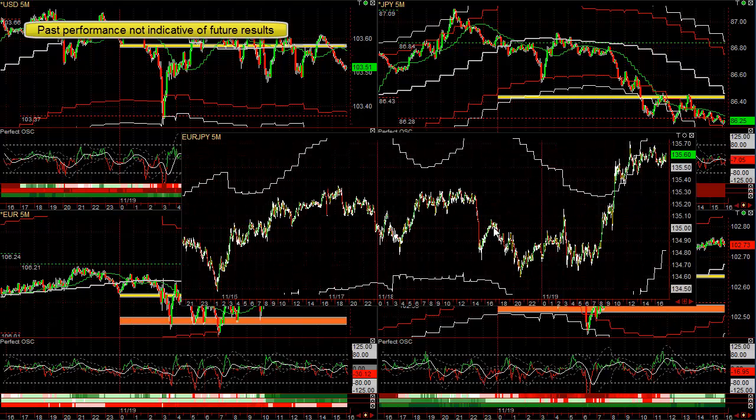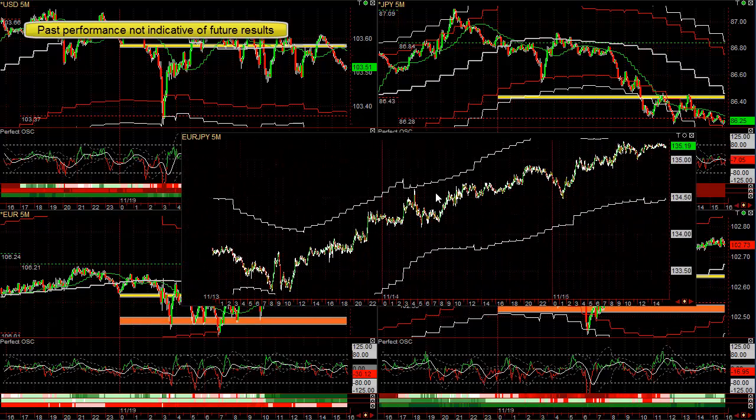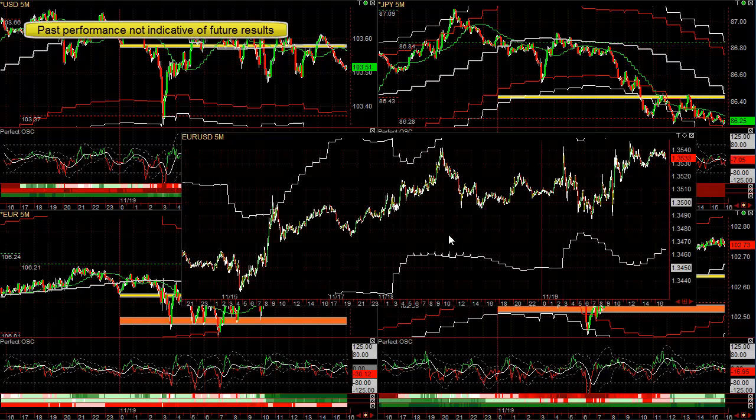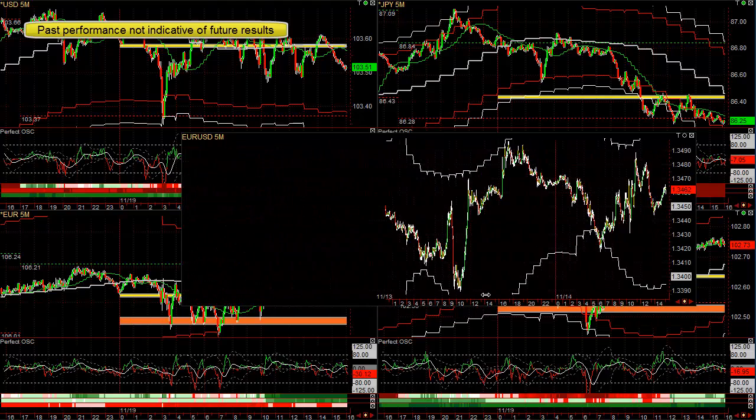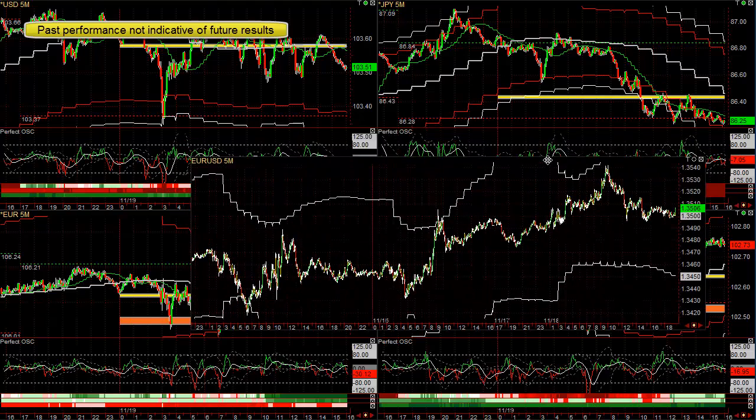The 2.5 white band typically contains price probably 80% of the time. Tags that area. Let me just put some other currencies in here so you can see it in action. Hit that price, reversed. Hit the bottom one, reverse. Hit the up one, reverse. So there's so many different ways of trading with our software. It's absolutely insane.